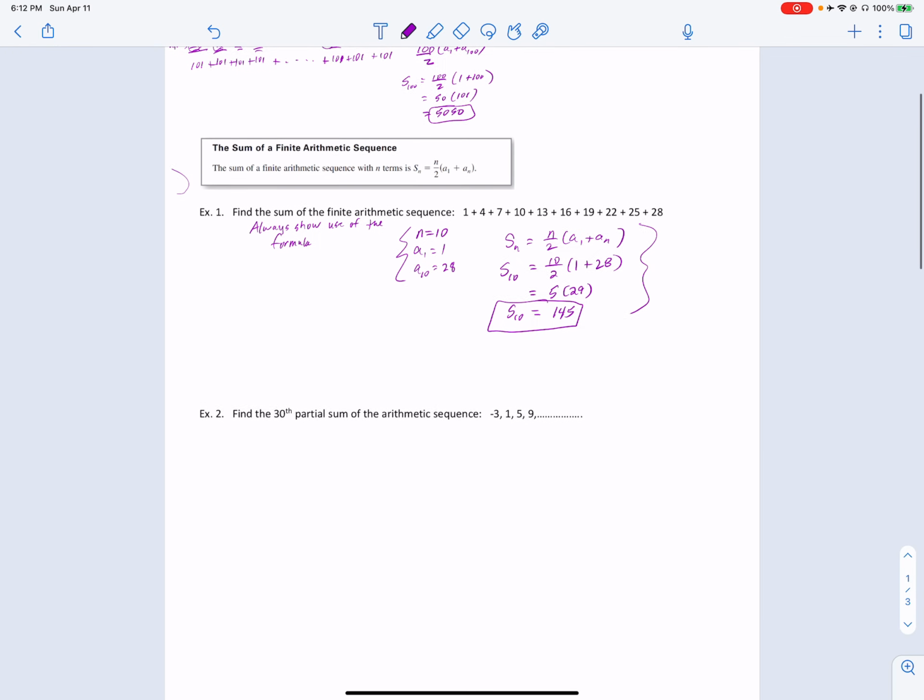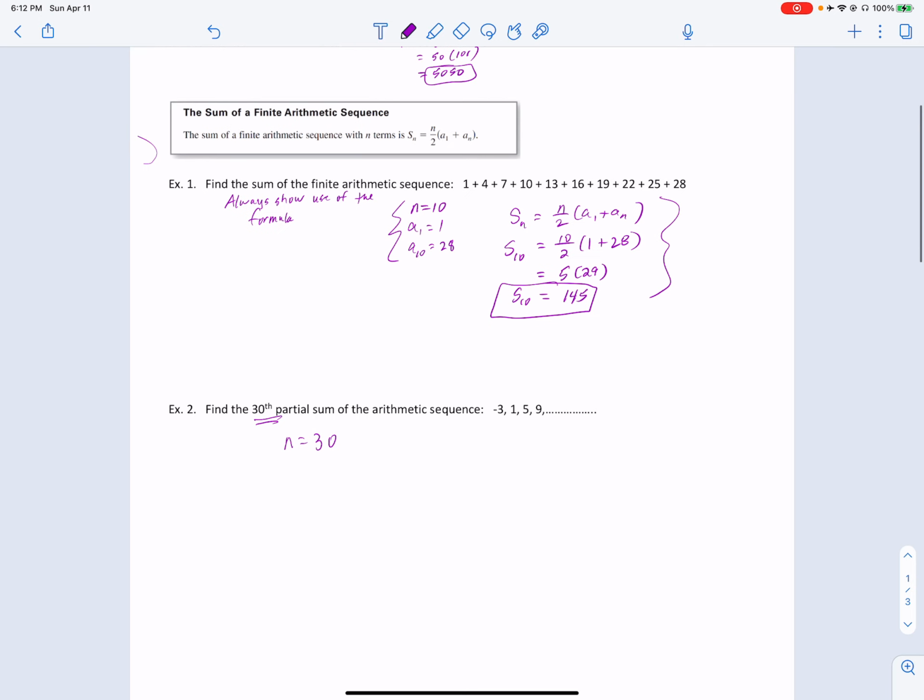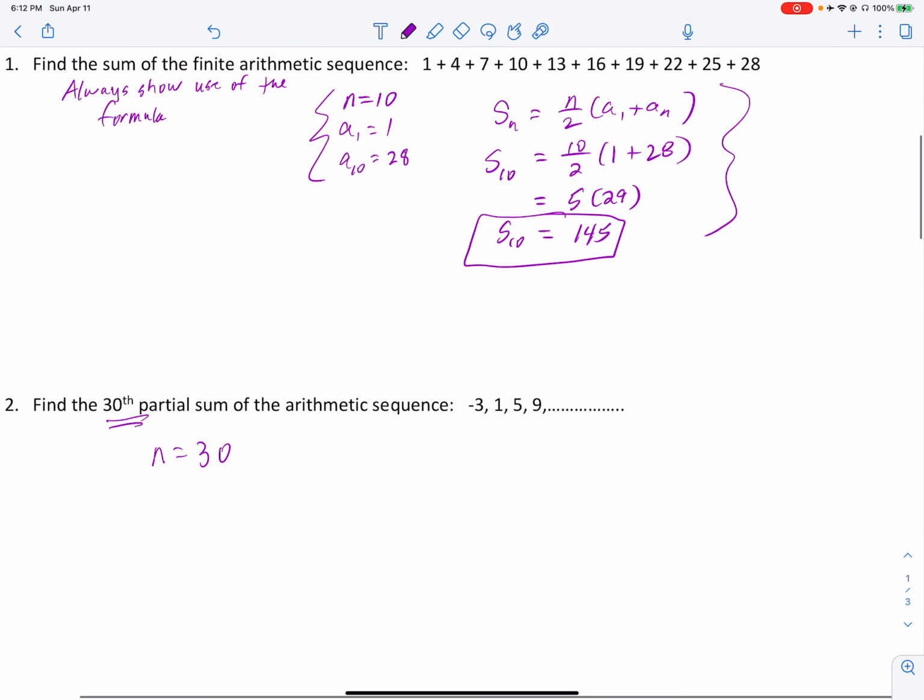Well, you might be asked this just a little differently. It says find the 30th partial sum. That just means find the sum of the first 30 terms. And they show you that you have a sequence. Well, we're going to check that it's arithmetic. Remember, the common difference is a sub 2 minus a sub 1, so 1 minus negative 3. This is 4, and you can see these are going up by 4. So it appears to be arithmetic. We're going to assume it's going to continue in the same fashion here.